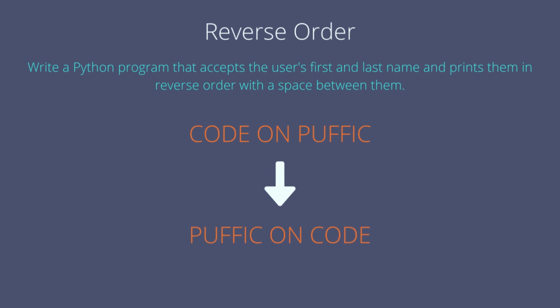Reverse order. Write a Python program that accepts the user's first and last name and prints them in reverse order with a space between them. Code Puffic should be Puffic Code. Let's see the solution.